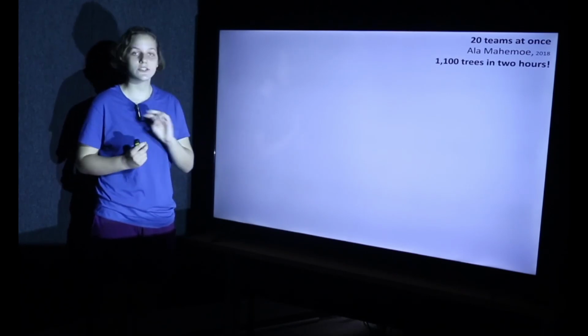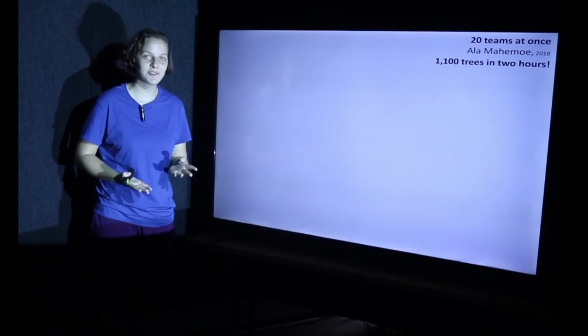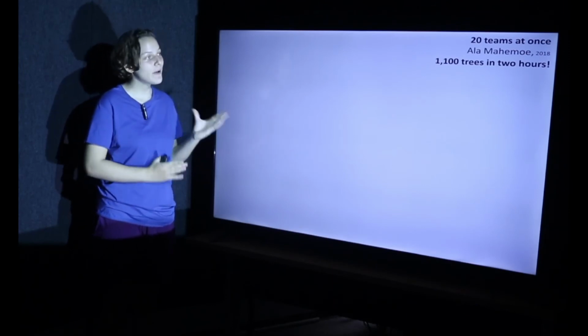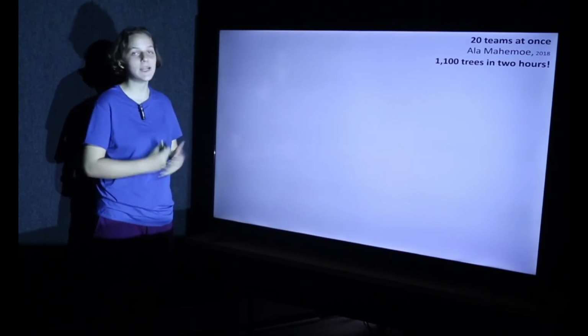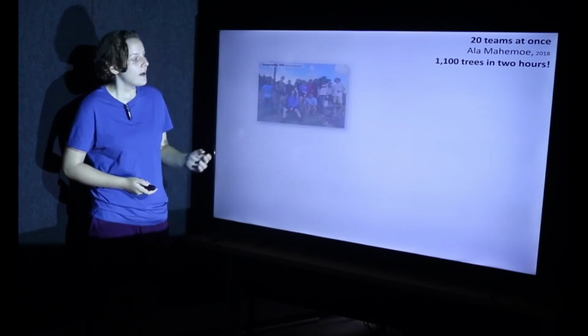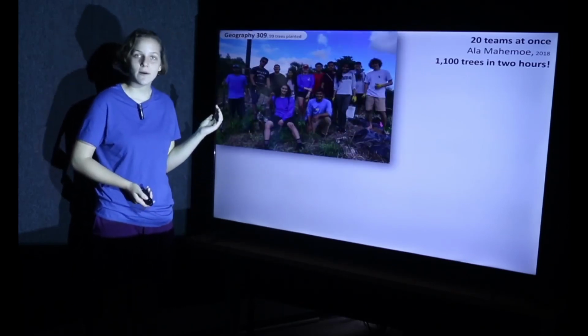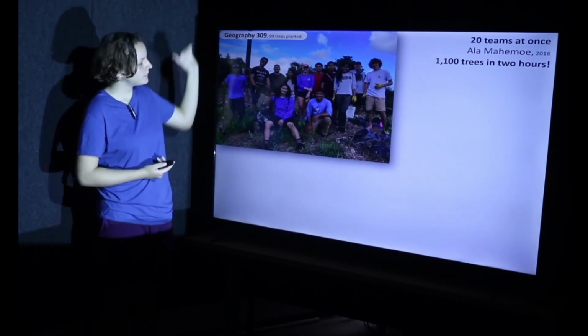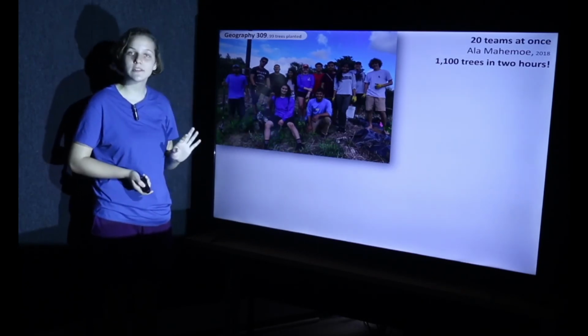1,100 trees in just 2 hours. Isn't that crazy? We were able to get 20 teams of people and plant so many trees in just 2 hours. We were expecting to be there the entire day. So we actually have this ranking system on our website, and we were able to rank all the teams based on how many trees they planted.